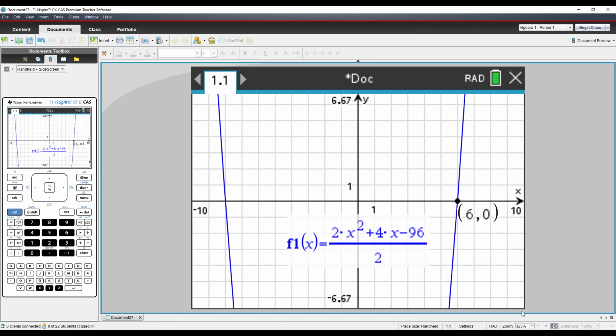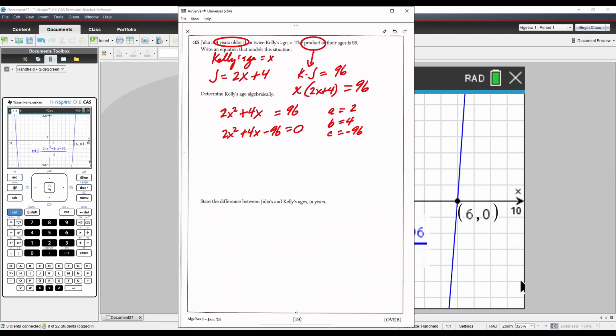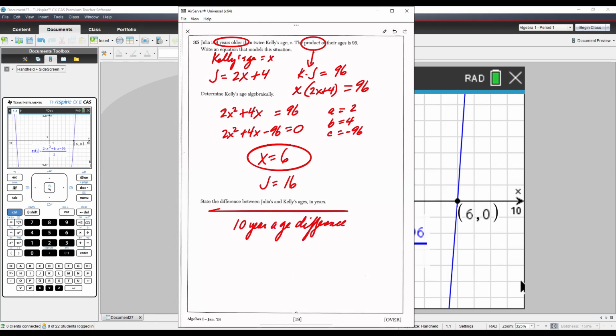So that's it. Let me go to my iPad. So that means Kelly is 6 years old. So if Kelly is 6 years old, that means that Julia is 2 times 6 plus 4. That means that Julia is 16. And okay, they said, what's the difference? Well, what's 16 minus 6? There's a 10-year age difference. All right. Boom. That's it. Now that's how you do it. Kelly is 6. Julia is 16. And that's it.